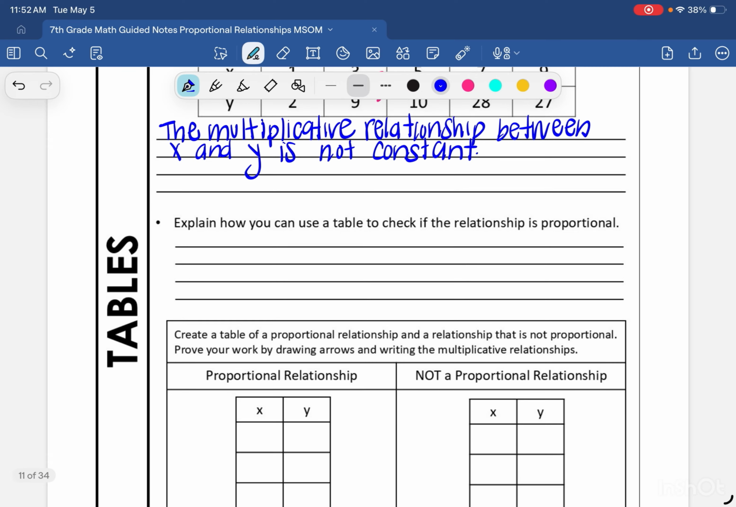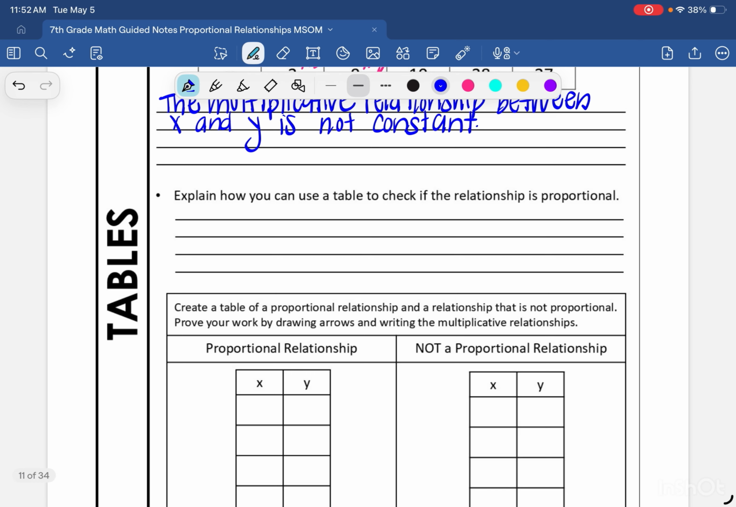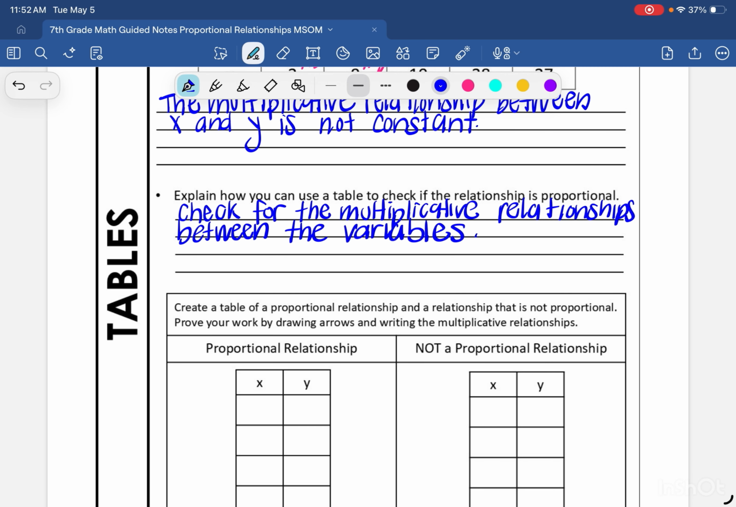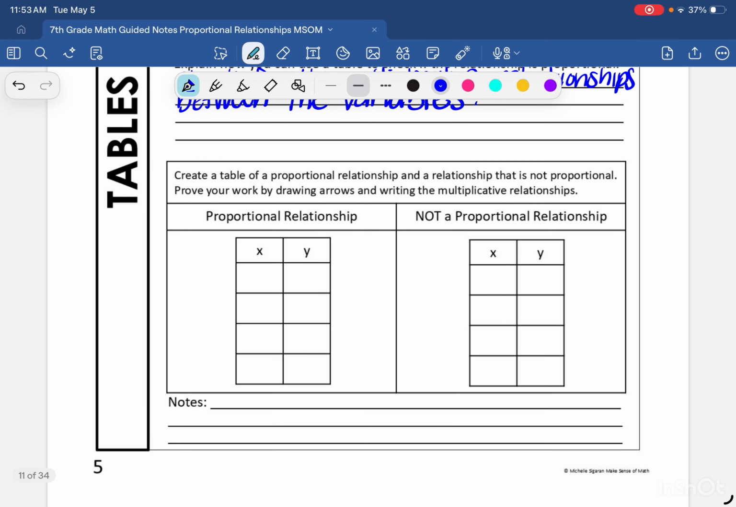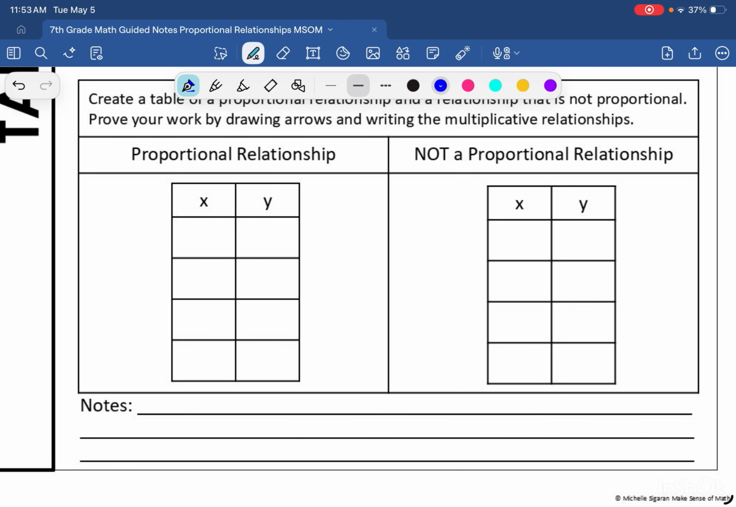Explain how you can use a table to check if the relationship is proportional. So I can look for the multiplicative relationship both vertically and horizontally, and it has to always be there. Now we're going to create a table of a proportional relationship and a relationship that is not proportional. Let's start with making it proportional. Let's just make it simple here.